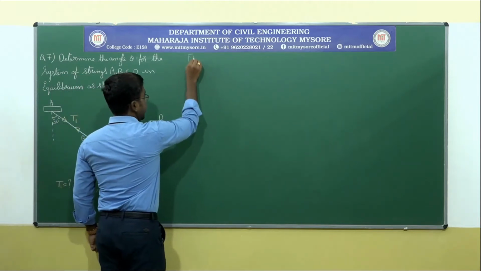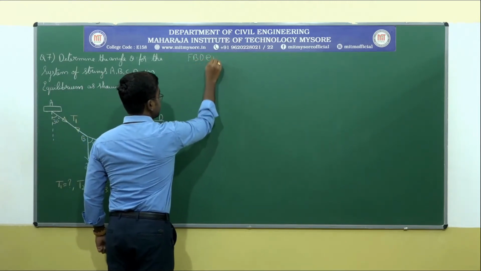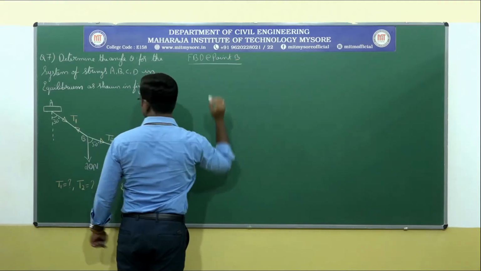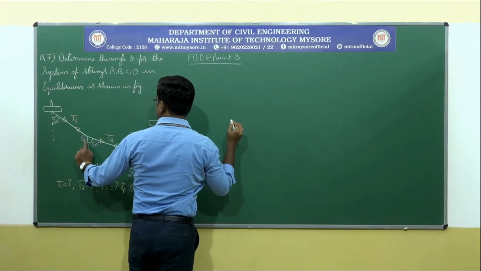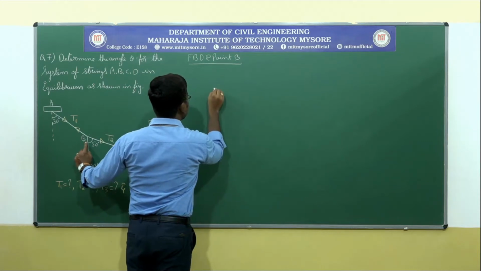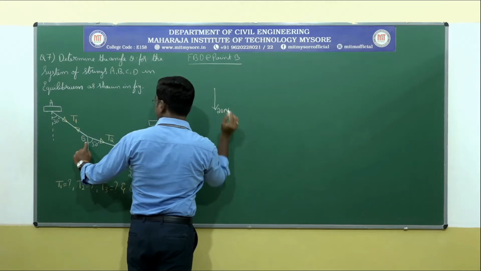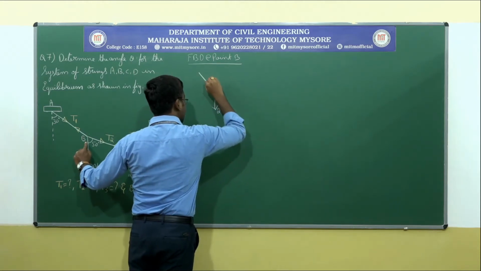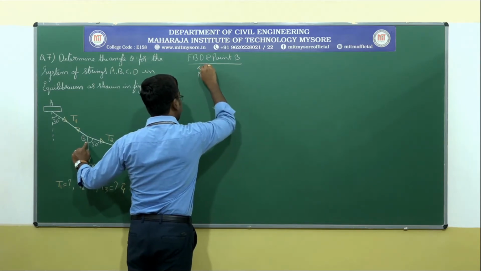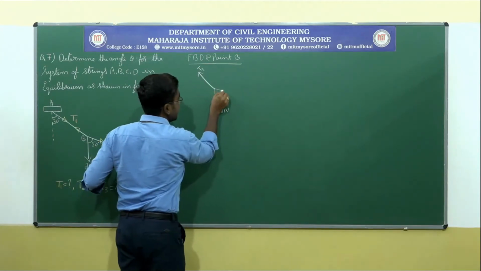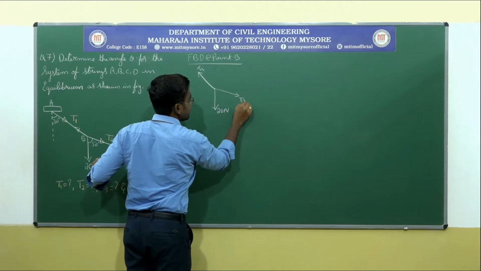So, free body diagram at point B. This is point B. This is the force, that is 20 Newton. This is one more force, that is T1, and one more force, that is T2, right.